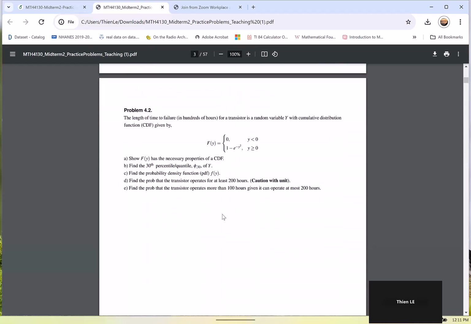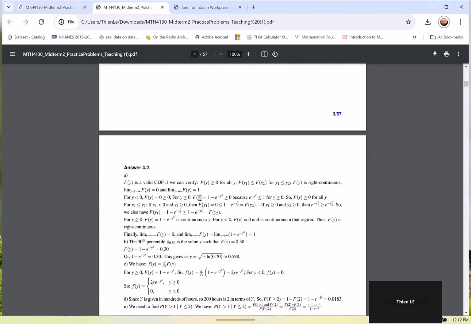So here, problem 2: the length of time to failure, in 100 hours, of a transistor is random variable y, with cumulative CDF given by this. There are 5 parts for this problem. Show that we have a CDF, find the 30th percentile value of y, and then find the PDF, find the probability, and then find the probability that the transistor operates more than 100 hours, given it can operate at most 200 hours. So it's just a conditional probability. Now let us look at each part of the problem.